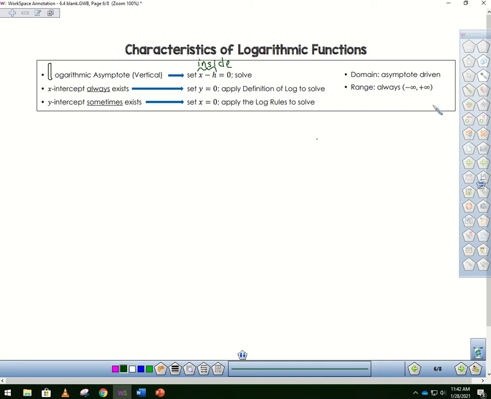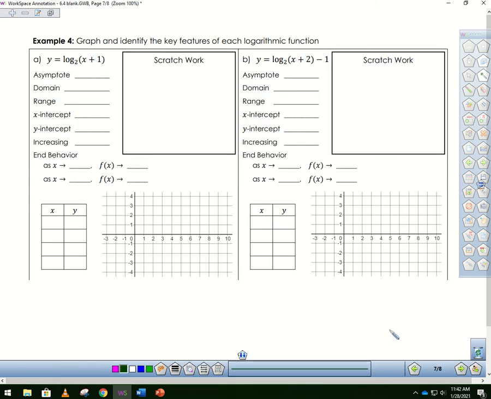The domain is asymptote driven, just like the range of exponential functions is asymptote driven, meaning that that's going to be the bound of one of the sides of your domain, and the range is always negative infinity to positive infinity. If you remember back to exponential functions, the domain was always negative infinity to positive infinity. So inverses are going to have the domain and range flipped, always. Okay, that's why. So let's go ahead and start solving this.